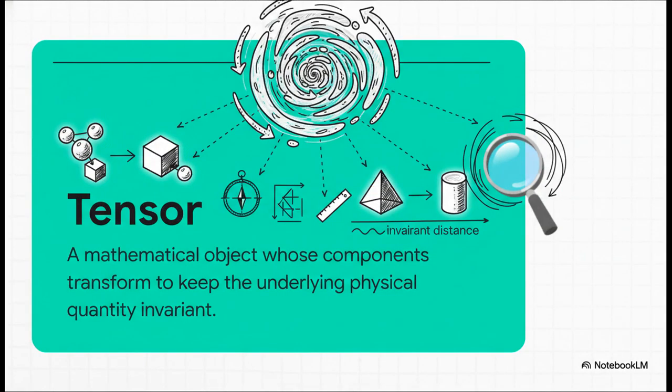And this right here gets to the absolute heart of what a tensor is. You can think of it like a mathematical machine. Its whole job is to automatically adjust its own parts whenever you change your coordinate system, for one specific reason: to make sure the underlying physical truth, in this case the distance, stays constant. It's what makes sure reality doesn't change just because you decided to draw your map a little differently.